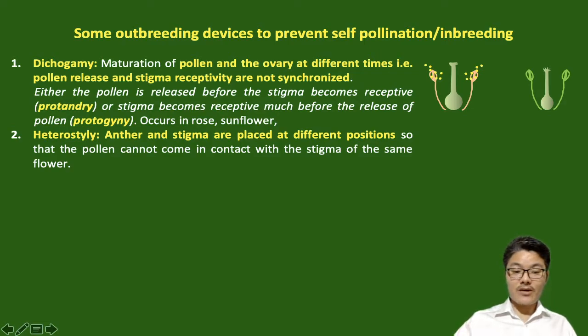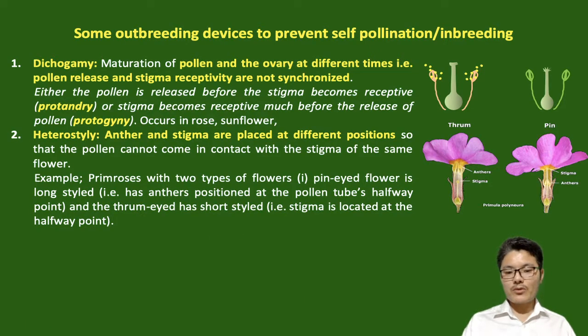This is usually observed in primroses. Primroses have two types of flowers. We have thrum flower and pin flower. In the thrum flower, you can see that the style is shorter. Shorter style is found in thrum flower. In the pin flower, we are able to see a longer style. The style is long so that the anther is at the halfway point of the flower. Stigma is exposed near the petals.